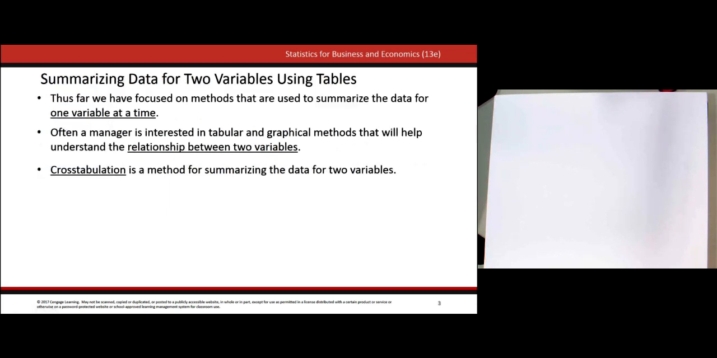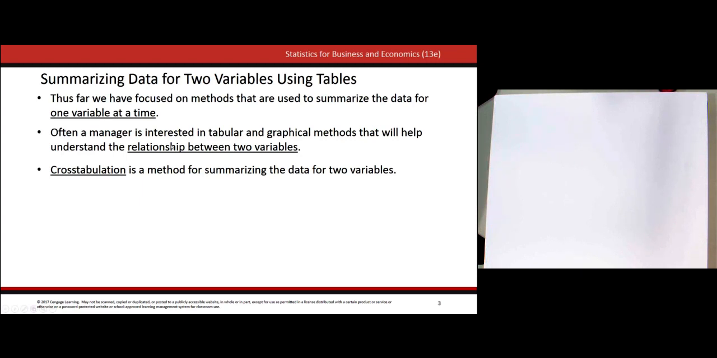So, how can we summarize data for two variables using tables? We can use cross-tabulation. You can use cross-tabulation when both variables are categorical, when both variables are quantitative, and if one variable is categorical and the other variable is quantitative.